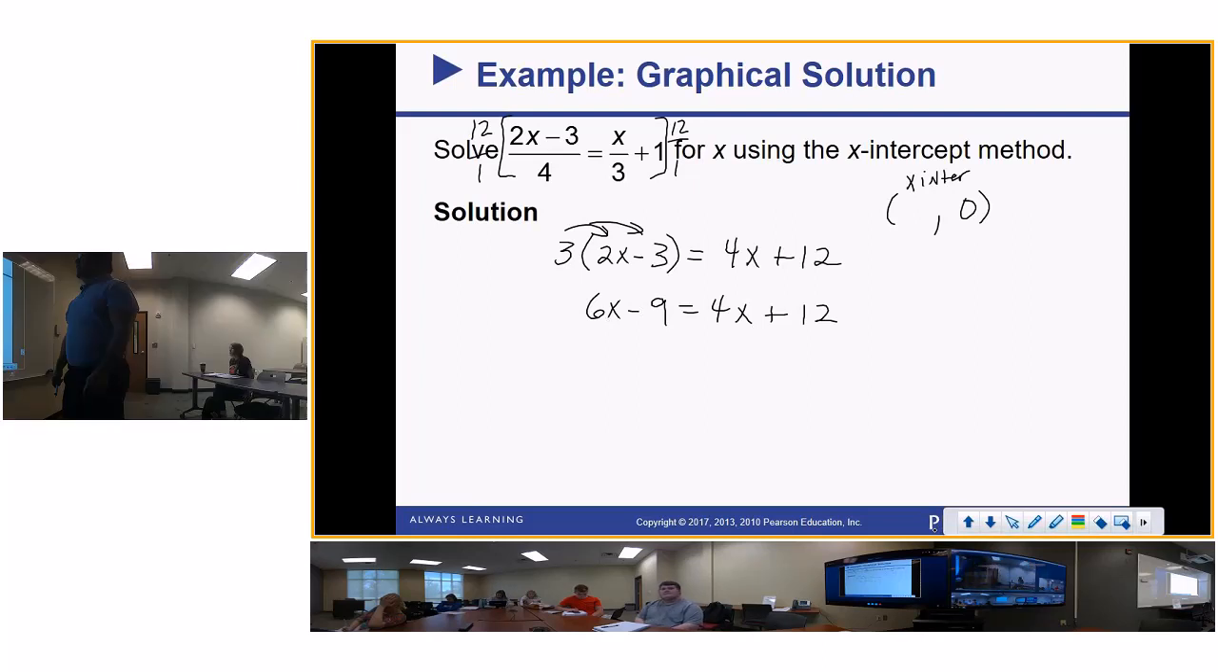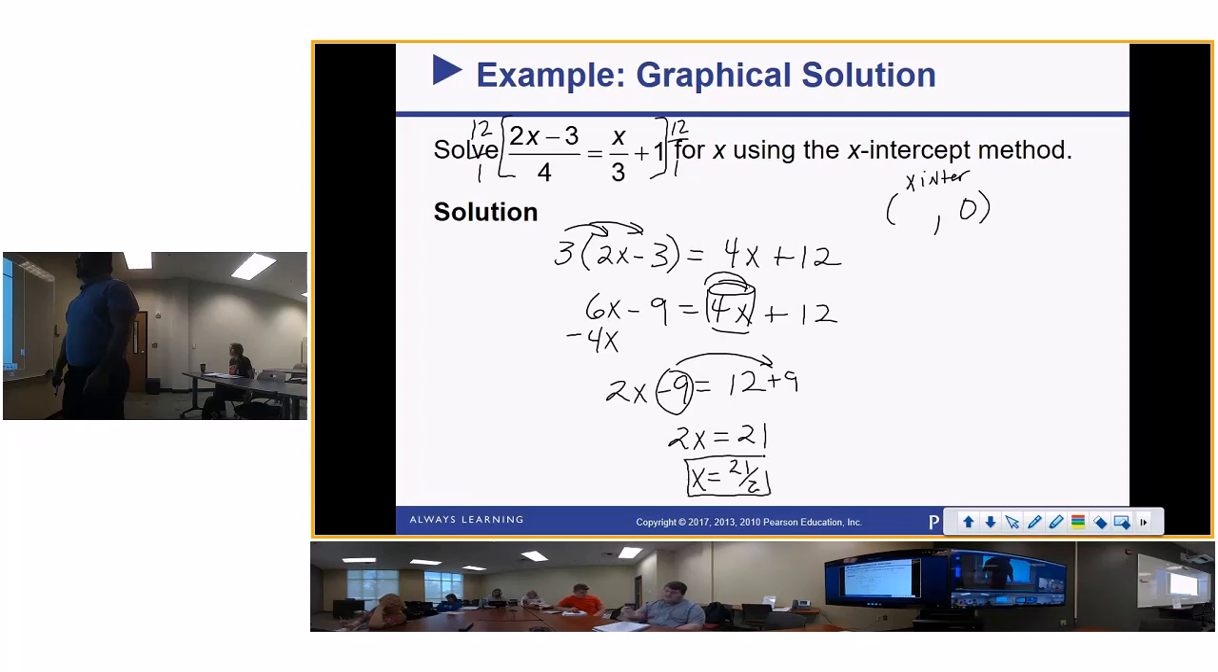So here's your smallest bucket. You always use the smallest bucket. 4x goes over, becomes negative 4x. So 2x minus 9 is equal to 12. 9 goes across the river, becomes a positive 9. 2x is equal to 21. X is equal to what? 21 halves. So that means x is equal to 21 halves.